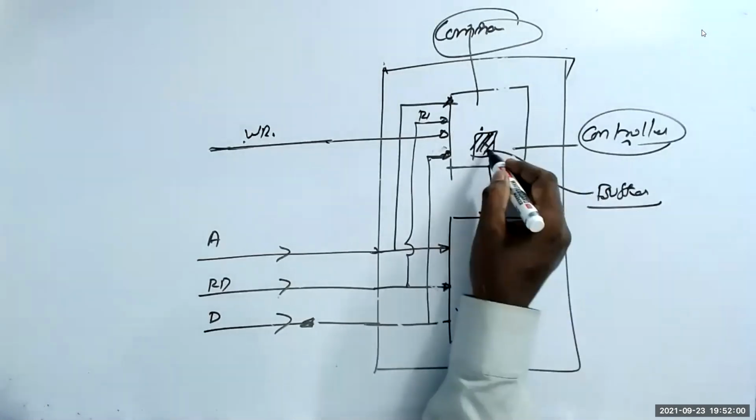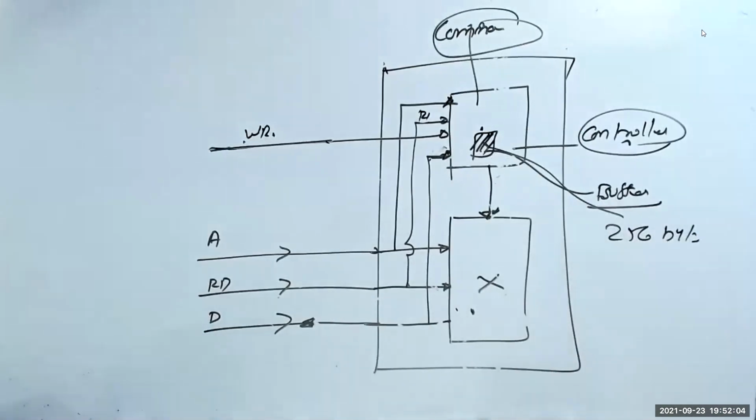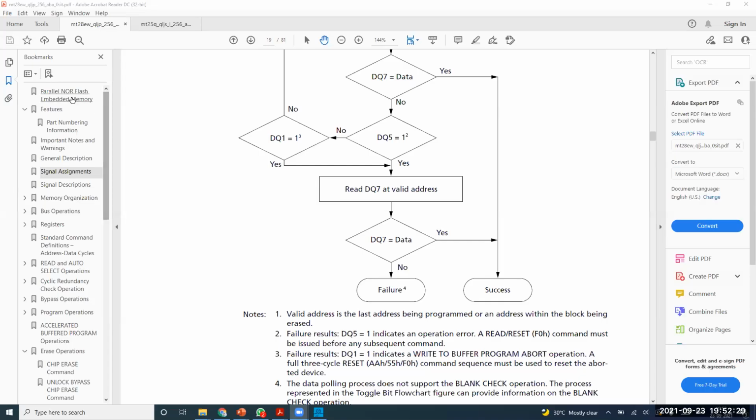Let us say the buffer is 256 bytes. Let us see the data sheet itself, then it will be clear for you. I go to the data sheet. I need to show the data sheet now and then, otherwise there is no point. Let us see where it is given.